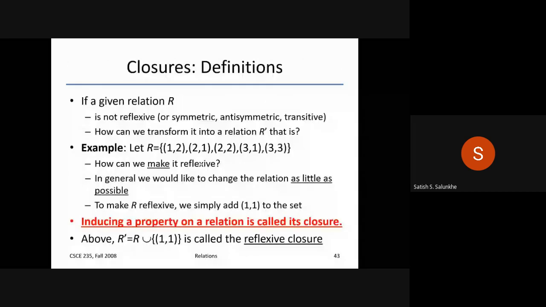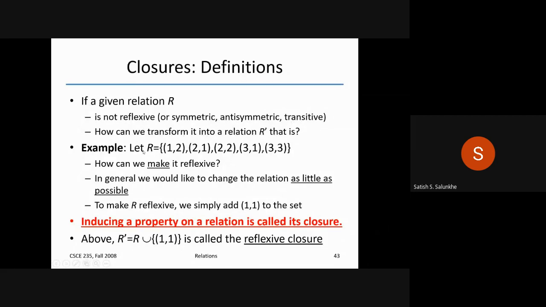Closure means what? If a relation R is not satisfying a particular property, then we will try to make that relation forcefully satisfy that property by performing some closure operation. So, if a given relation R is not reflexive or symmetric or antisymmetric or transitive, how can we transform it into a relation R that satisfies this property?